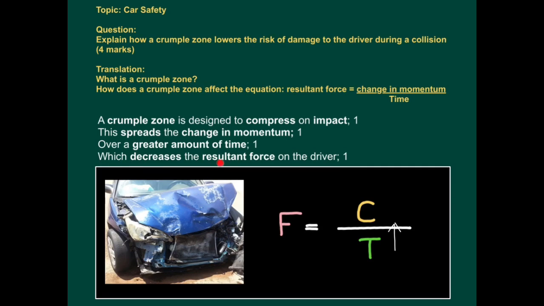And this will decrease the resultant force on the driver, so this value as a result will go down. That makes sense. If you're dividing this value by a bigger number, then this is going to be smaller. For example, 10 divided by 5 equals 2, but 10 divided by 10 equals 1.